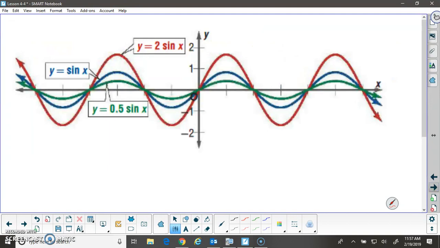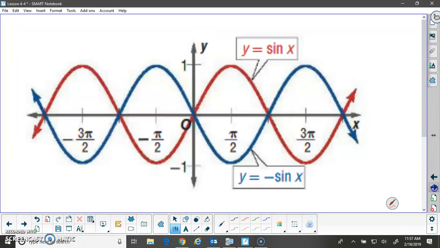Here's a picture. If you take a look at 3 different sine waves, the blue one is just sine of x. The red one is a vertical stretch of 2, so it goes up higher and down lower. And then the green one is a vertical shrink of 1/2. But each of these graphs has the same x-intercepts and the same period. They just have different amplitudes. If you take a normal sine wave, like the one you see in red, and reflect it vertically, you get the blue one, which is negative sine of x.